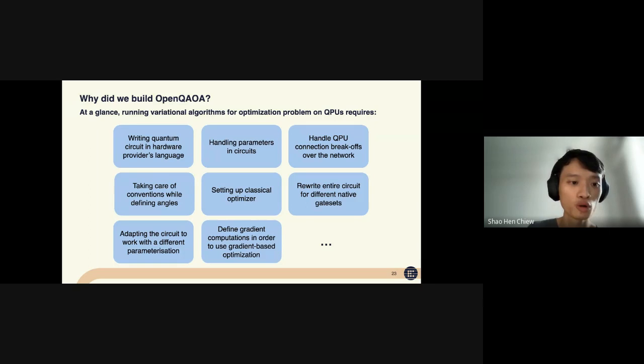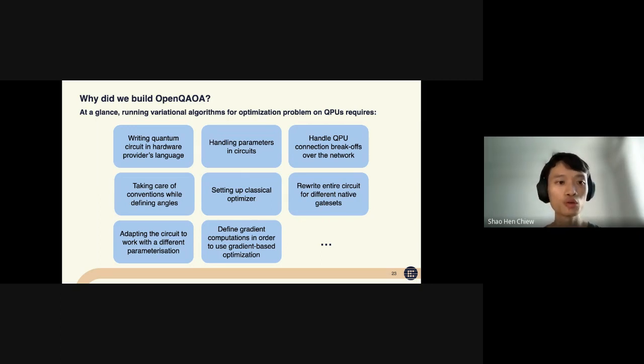There are also small issues like conventions. You have to set up your own classical optimizer. If you switch quantum hardware, you will have to express your circuit in a completely different native gate set, and more. So these are problems that you need to face if you actually want to run QAOA on a quantum computer.